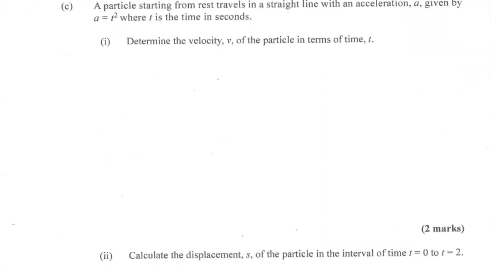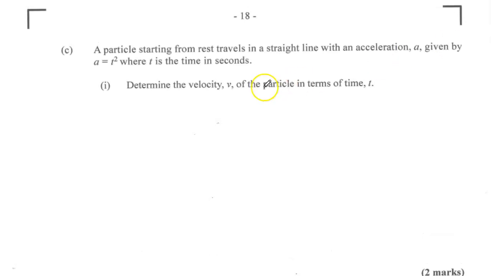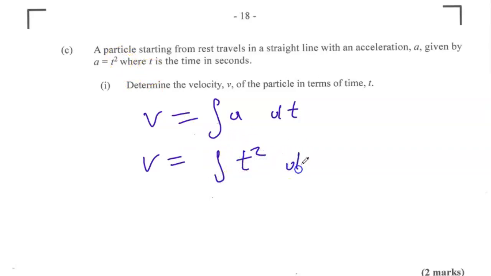Part B, a particle starting from rest travels in a straight line with acceleration a, given by a equals t squared, where t is the time in seconds. Determine the velocity of the particle in terms of time. So now velocity is the integral of acceleration with respect to time. So the velocity is the integral of t squared dt.